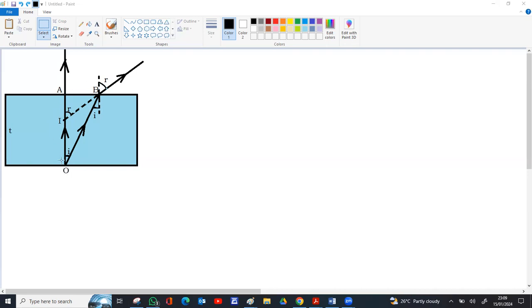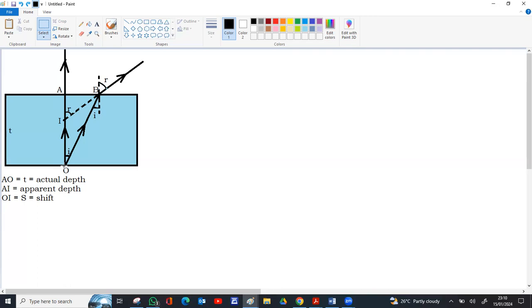The object at O is feeling to be shifted to I. So O to I is called the shift. So the details: A to O is the actual depth, which is marked as T. A to I is the feeling, that is the apparent depth. The shift is from O to I. Now the relation connecting apparent depth AI, actual depth AO, and the shift OI.